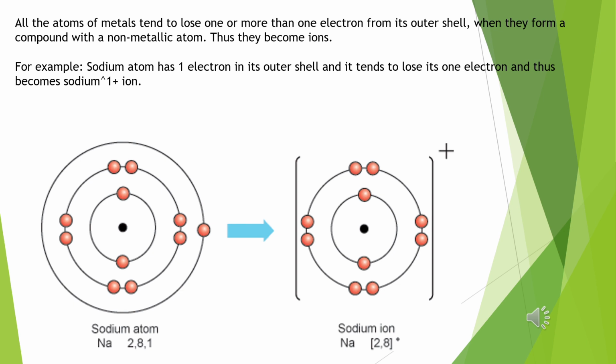All the atoms of metals tend to lose one or more electrons from their outer shell when they form a compound with a non-metallic atom. Thus, they become ions. For example, the sodium atom has one electron in its outer shell, and it tends to lose that electron and thus becomes a sodium Na+ ion.